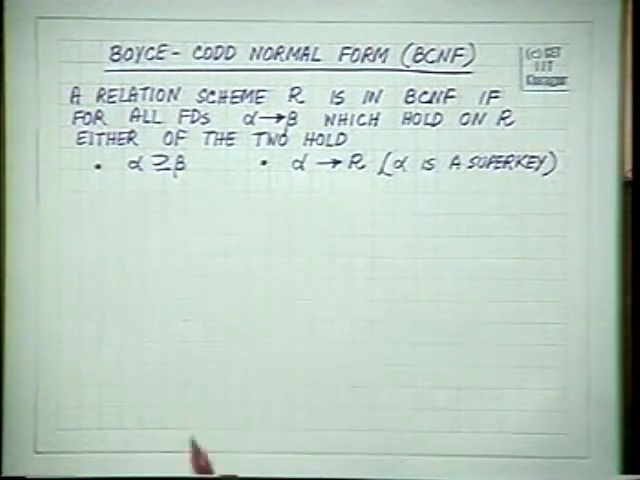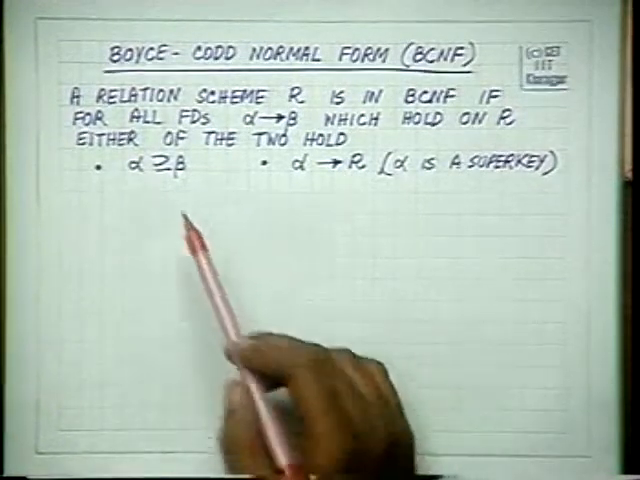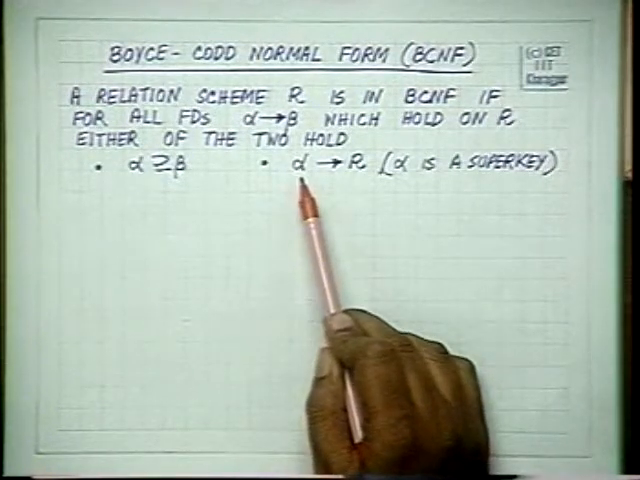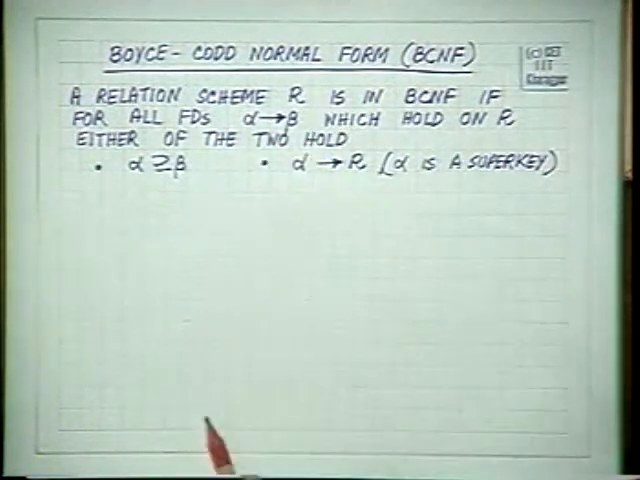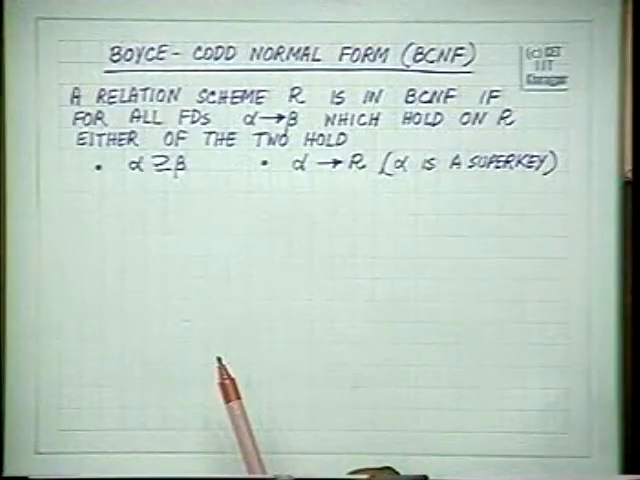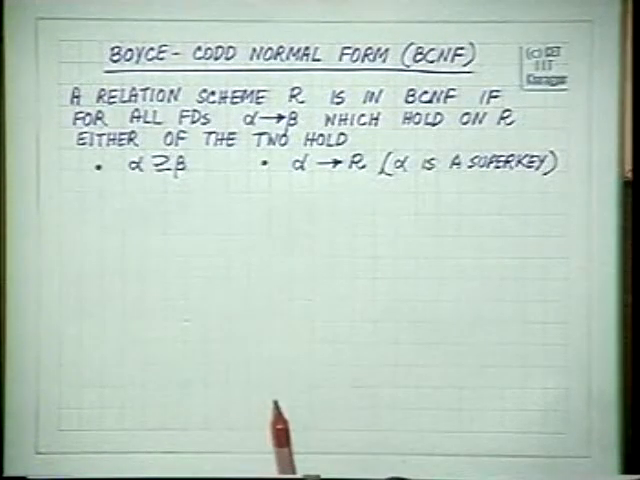Alpha is a superset of beta, which is a trivial thing. It does not make any additional input. And if alpha to beta holds, then alpha must be a superkey.